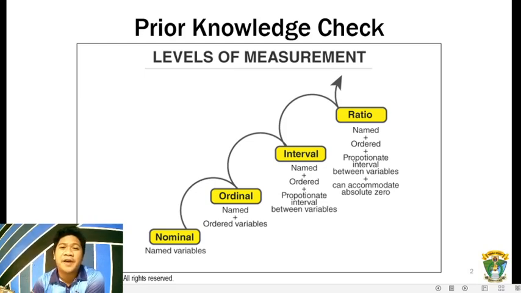An example of ratio is your number of partners. When you say 0 number of partners, there is no partner at all. It means the absence or nothing. If we say 0 number of students in the classroom, it means that there are no students in the classroom. Okay? That's the absolute zero. So here are other examples and descriptions of the different levels of measurement.